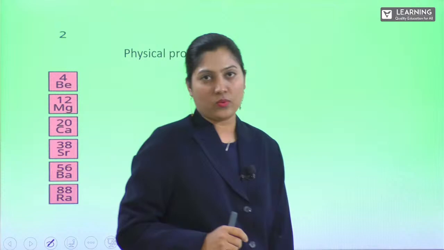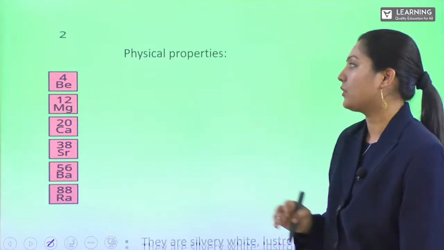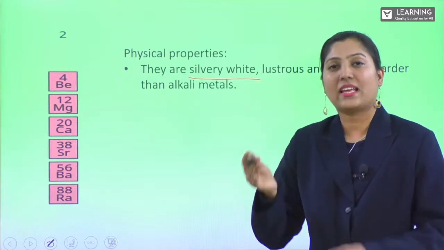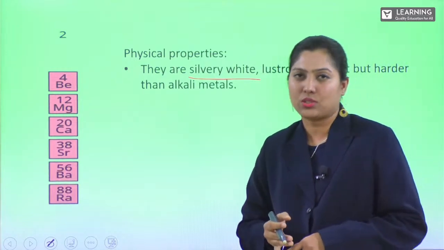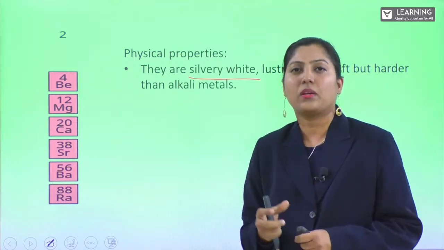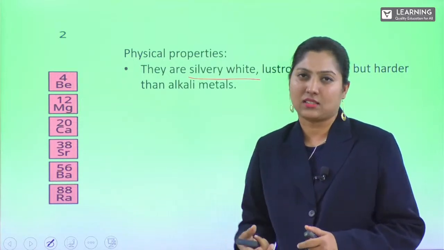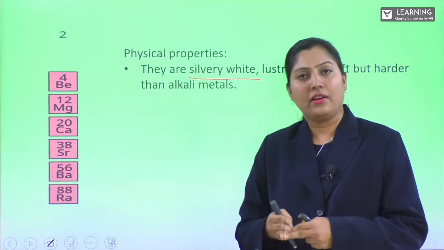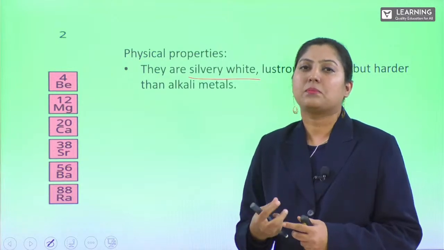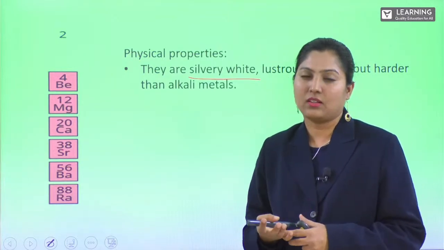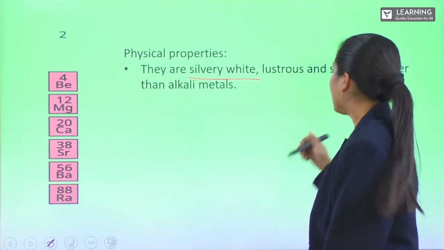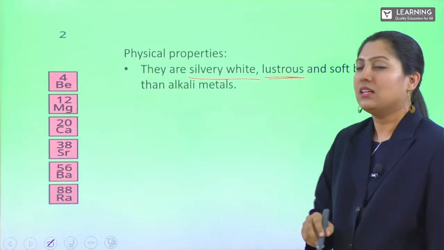Next, we are going ahead with physical properties of second group elements. As we know, they are silvery in nature, they are lustrous. What do you mean by lustrous? We have studied in our high school, 9th and 10th standard, lustrous property, malleability, ductility. These are the properties of metals, right? So lustrous means to shine. When light energy is given to it, it reflects the light energy, it shines. So that shiny property is called lustrous.